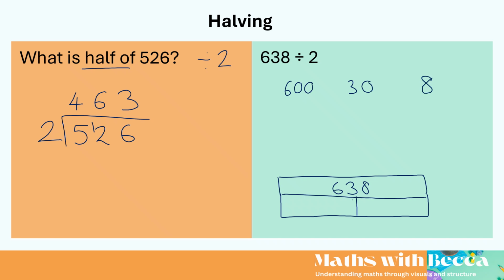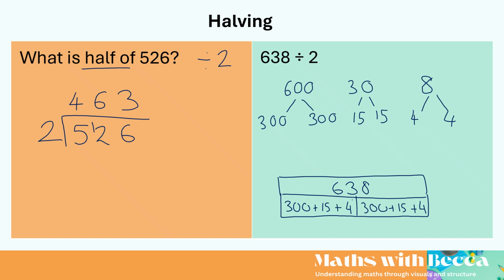And I'm just going to break each of those down into halves. So half of 600 would have to be 300. Half of 30, that's going to give me 15 and 15, and half of 8, that's going to give me 4. And then what I'm going to do is I'm going to put each of those into the boxes. So 300 in each box, a 15 in each box, and a 4 in each box.